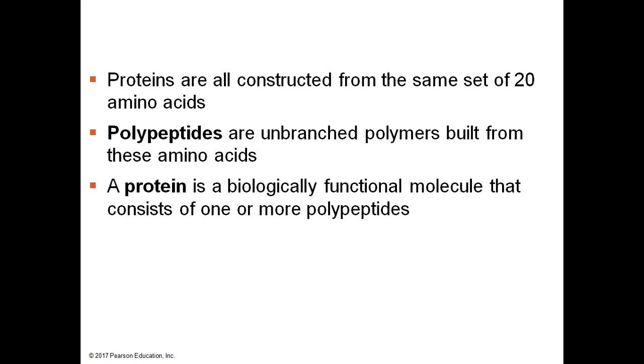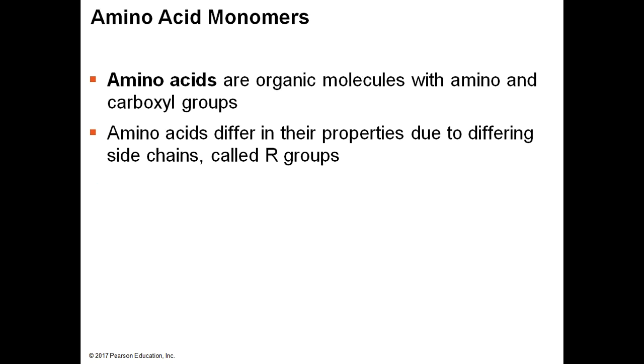As you remember, an amino acid has an amine group on one side, a carboxylic acid group on the other, bound to a central carbon that has a hydrogen bound to it, and then your R group or your functional group. Polypeptides are unbranched polymers built from these amino acids, and a protein is a biologically functional molecule that consists of one or more polypeptides.